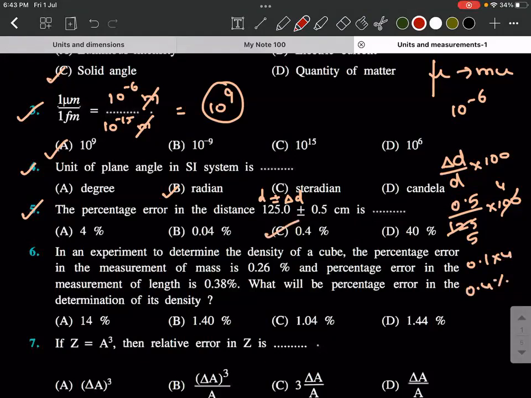Hope I'm not fast. You're able to understand. So it is 0.4%.